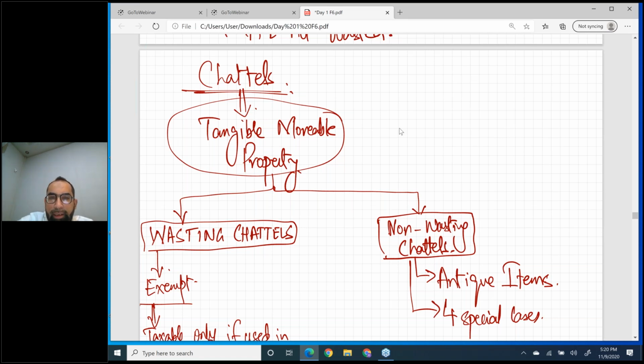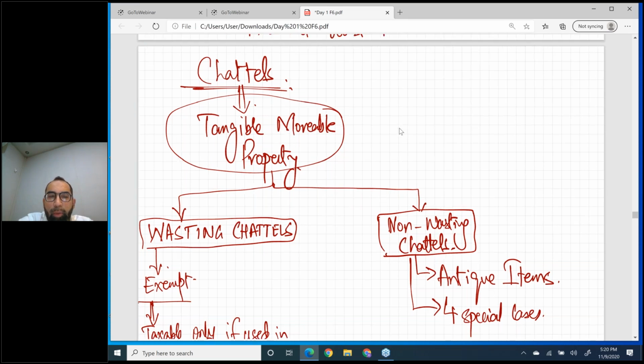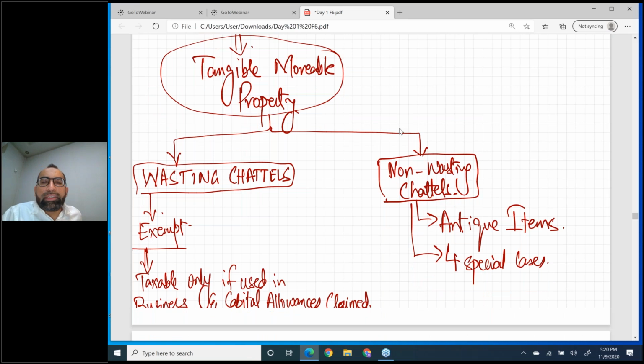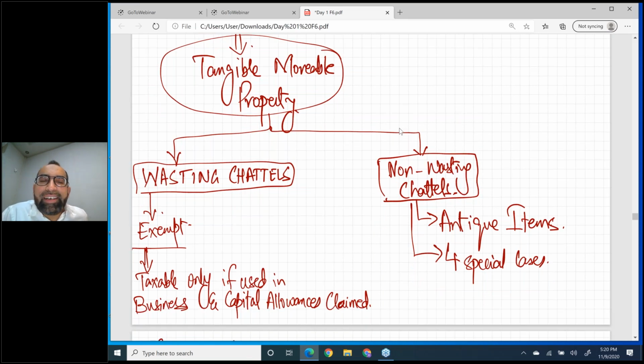The tax department has divided chattels into two categories. The first type of chattels are called wasting chattels, and the second type are non-wasting chattels. What is a wasting chattel? One for which the useful life, the expected life, is less than 50 years, right?